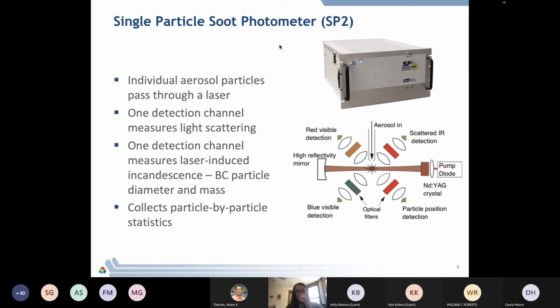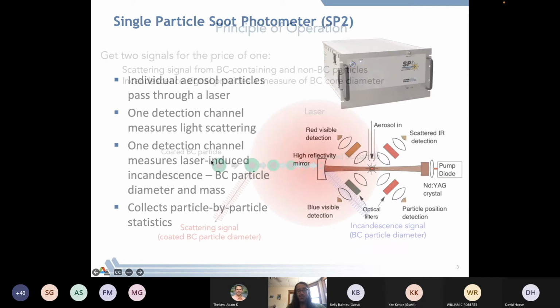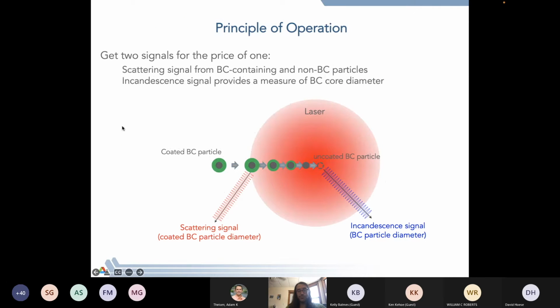What this does is individual particles pass through a laser, and you have one detection channel measuring light scattering and the other measuring laser-induced incandescence. So you get the black carbon diameter and mass, and it collects particle by particle statistics. In the end, we're getting two signals for the price of one.